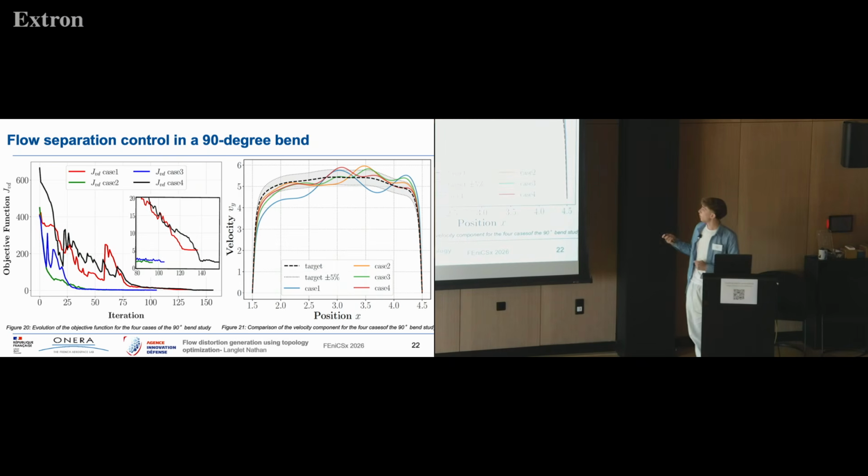As you can see on the evolution of the velocity profile in the evaluation zone, cases 2, 3, and 4 yield a more efficient design than the first case. And the last case needs more iterations to converge because the method is less efficient at reducing the solid than at creating the solid.